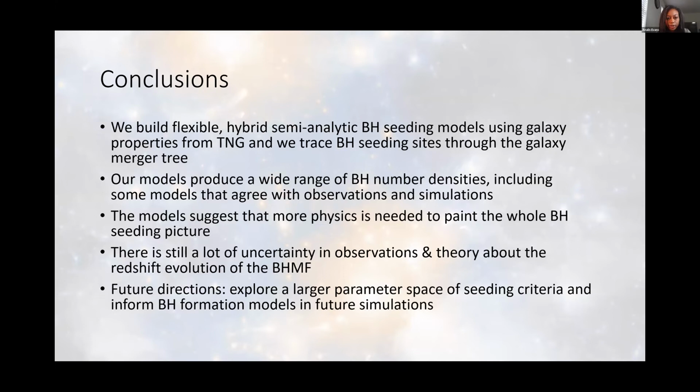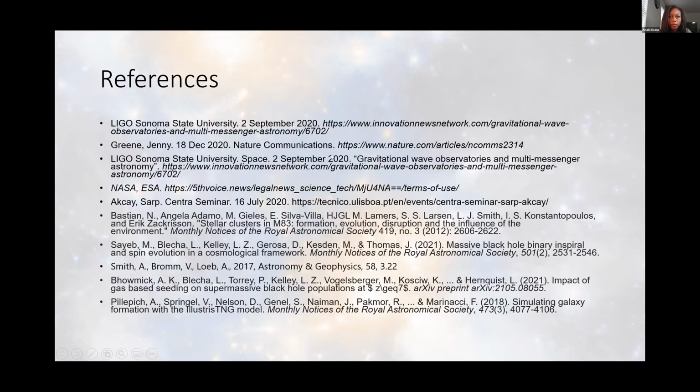And for future directions, we want to explore a larger parameter space of seeding criteria to inform black hole formation models and future simulations. And that's all. Thank you.